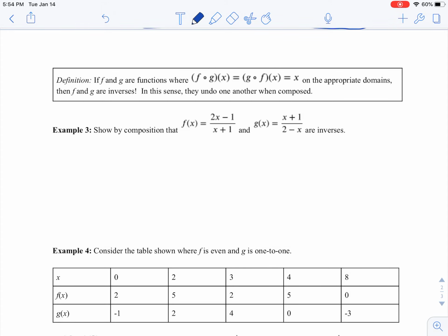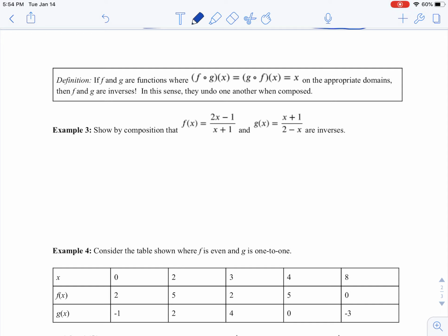Okay, so on the second page, we want to start by showing how we can tell if two functions are inverses of each other. What the definition at the top of the page says is: if f and g are functions, and f composed with g of x is the same thing as g composed with f of x is equal to x, then they're inverses.